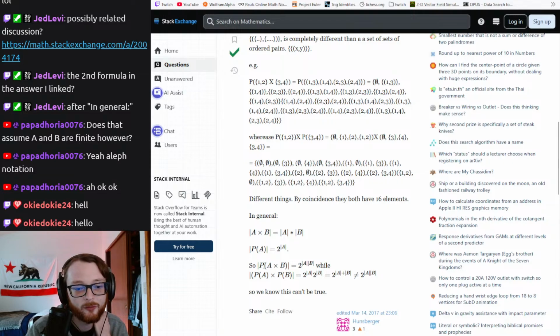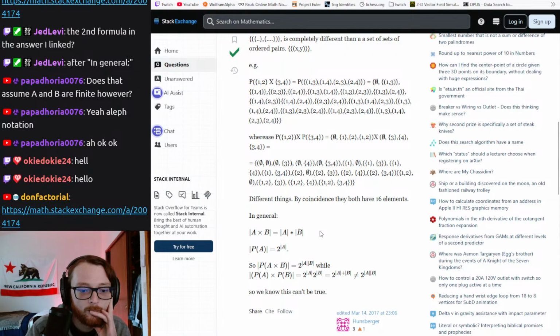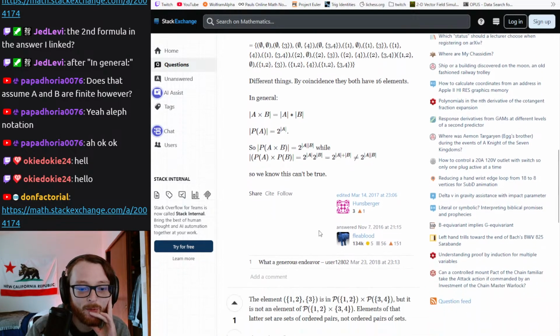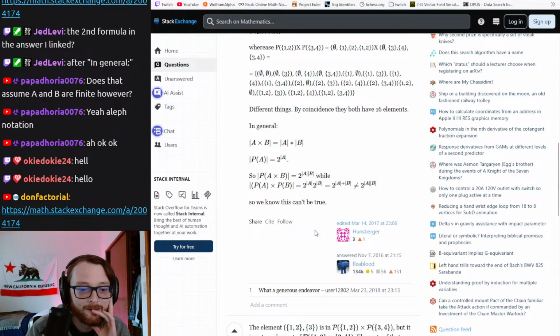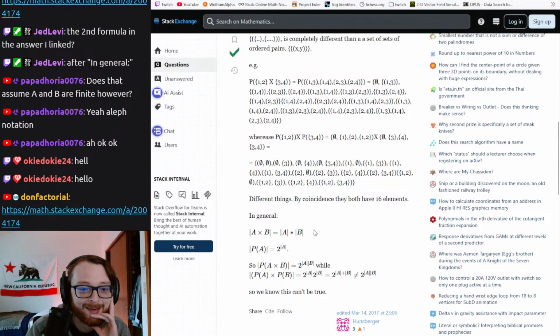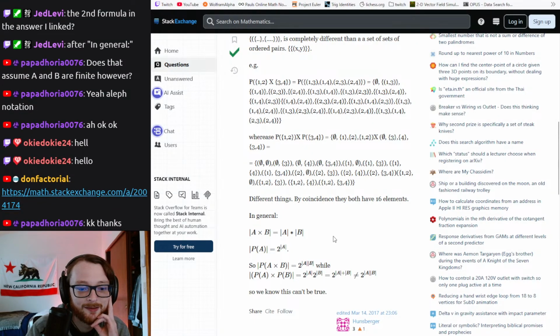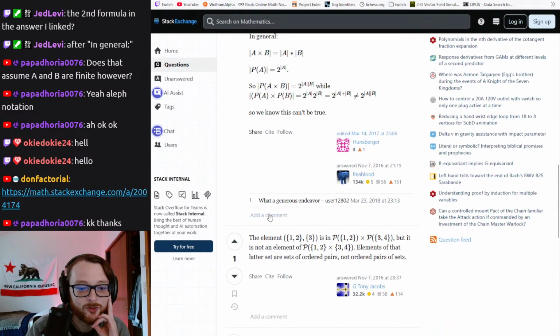Yeah, I think this is basically the answer here. So hey, thank you for finding that, Jed. I don't know if I maybe would have eventually gotten here on my own, but I was getting a little confused with how to work out the power set of A squared. That's going to be a pretty big set too. What a generous endeavor.